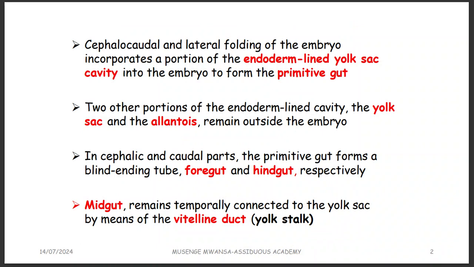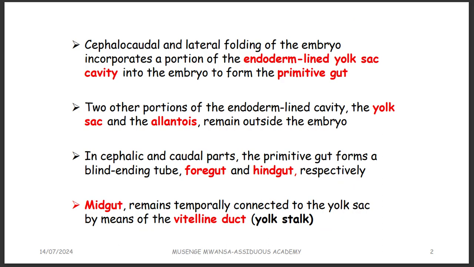And after these two foldings, the endoderm lined yolk sac is going to be engulfed into the embryo, and that is going to form the primitive gut. That is how you form the gut from that same folding.